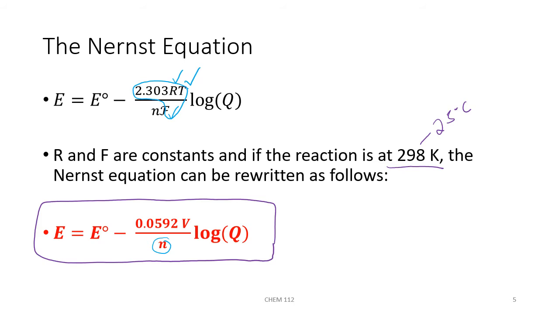So this third equation is just yet another form of the Nernst equation that you'll come across. And this is a quick and easy one to use if your reaction is at specifically 298 Kelvin. So I will have all the equations for you on your equation sheet, and depending upon the problem that you're working on, you can choose which one you're going to use.